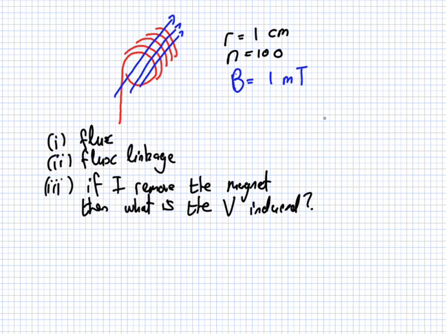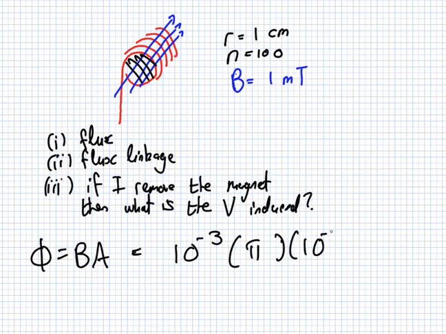Okay, so let's do this one together. For the first one, what formula would I need? B equals phi over A, or in other words, phi equals BA. So that would be 10 to the minus 3, times the perpendicular area running through the magnetic field, which is pi times r squared, with r being 10 to the minus 2. So this should be a pretty small number. What do we get here? 3.14 times 10 to the minus 7.